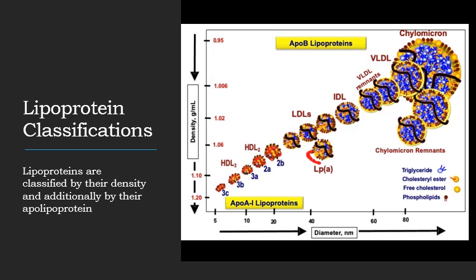What about the apolipoproteins now? According to the apolipoprotein classification, chylomicrons, VLDLs, IDLs, and LDLs are collectively considered apolipoprotein B lipoproteins. Each and every one of these particles has one and only one ApoB on it. ApoB48 is the type on the chylomicron, and ApoB100 is the type found on the VLDL, IDL, and the LDL.